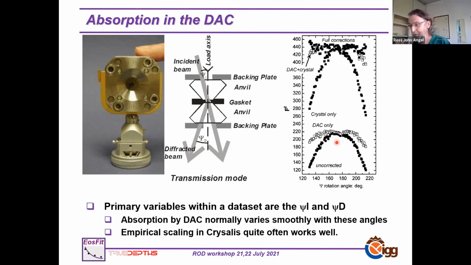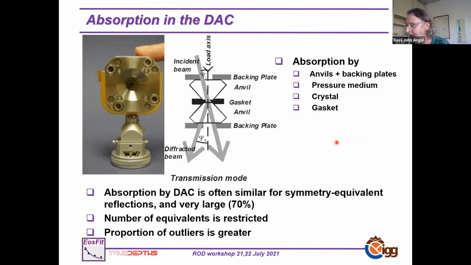Fortunately, the primary variables affecting absorption, the path lengths through the diamonds, which are the big effect on absorption, are the psi angles. And as a consequence, empirical scaling in Chrysalis often works quite well and gives you a good start. However, absorption by the diamond cell is often very similar for symmetry equivalent reflections, and it is especially so if you set your crystal in the diamond cell lying on a low index face.